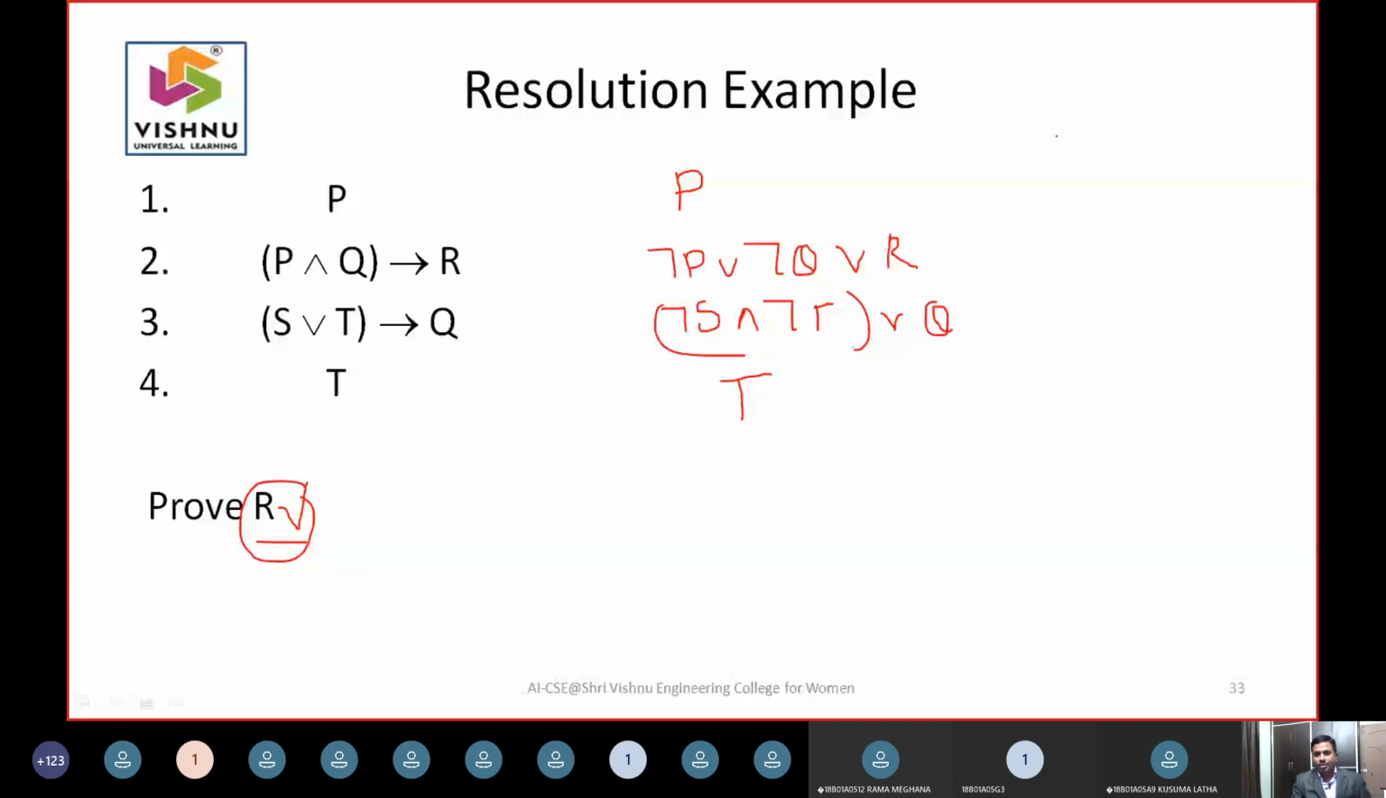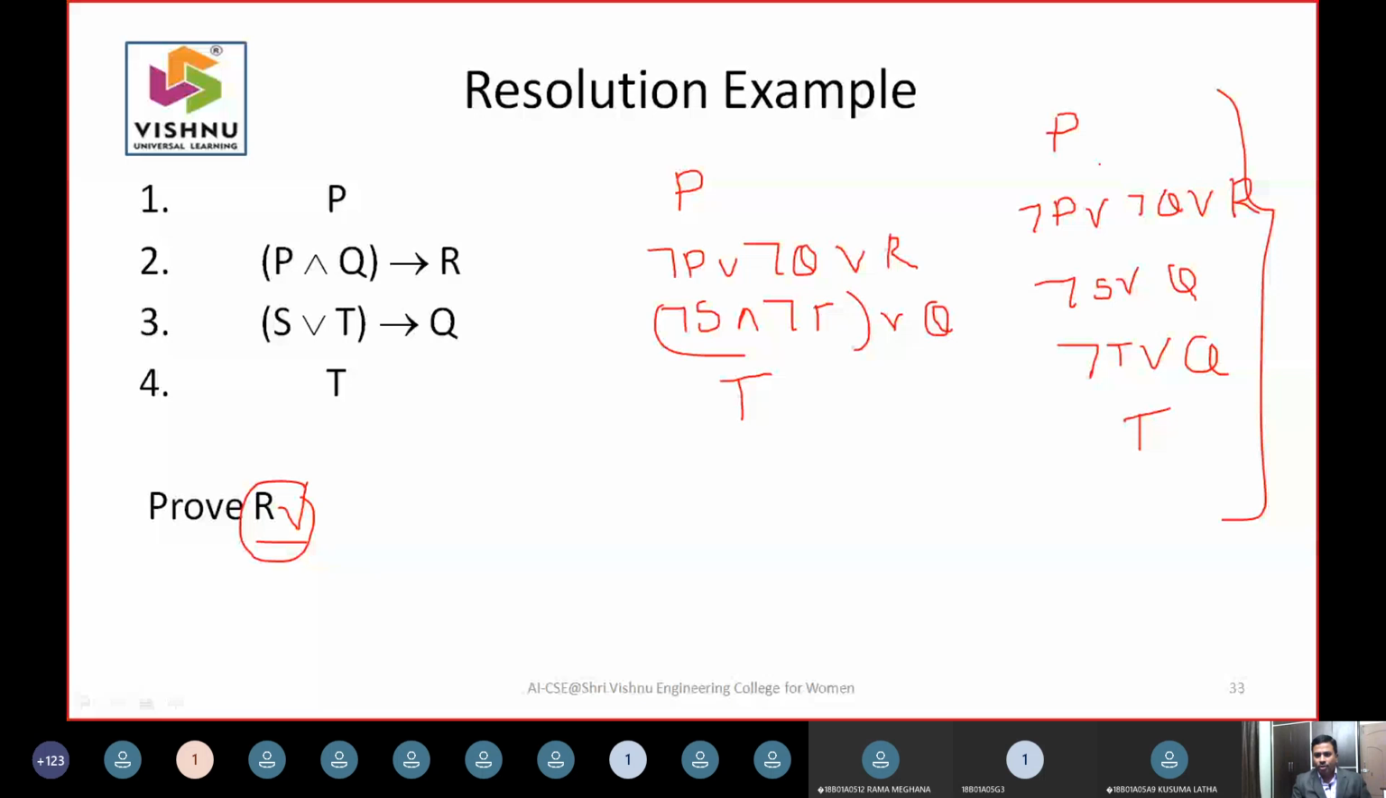Still people are not answering. Okay. This is P. This is negation of P or negation of Q or R. From this you will get negation of S or Q. And from this you get negation of T or Q. And there is something called T. So this is what the final knowledge is. From these 1, 2, 3, 4, 5 statements, can you get R?